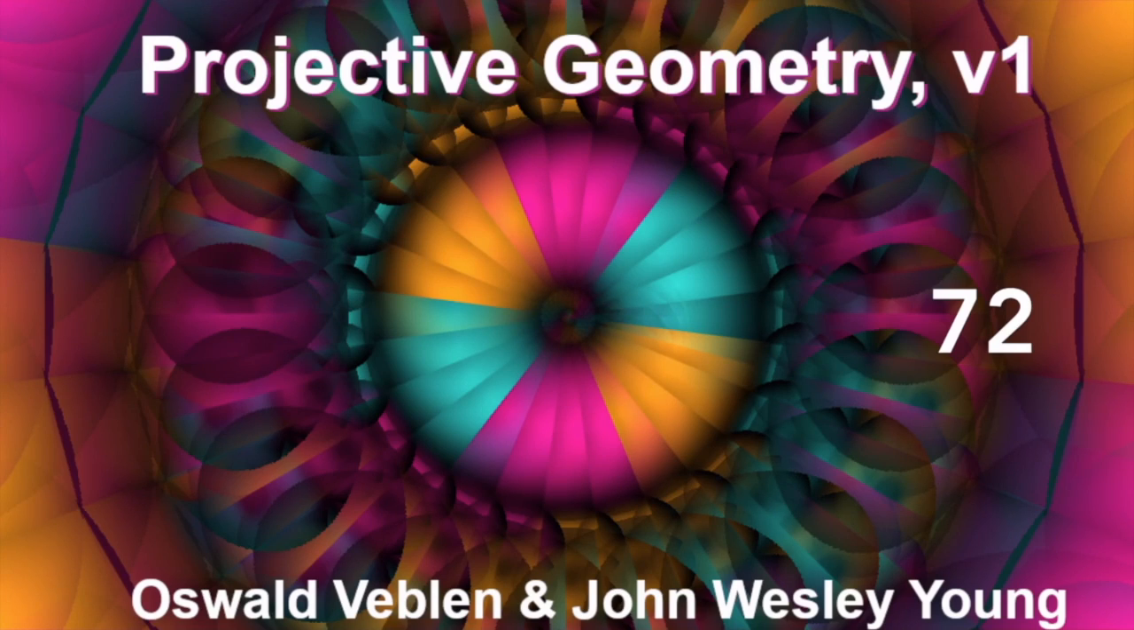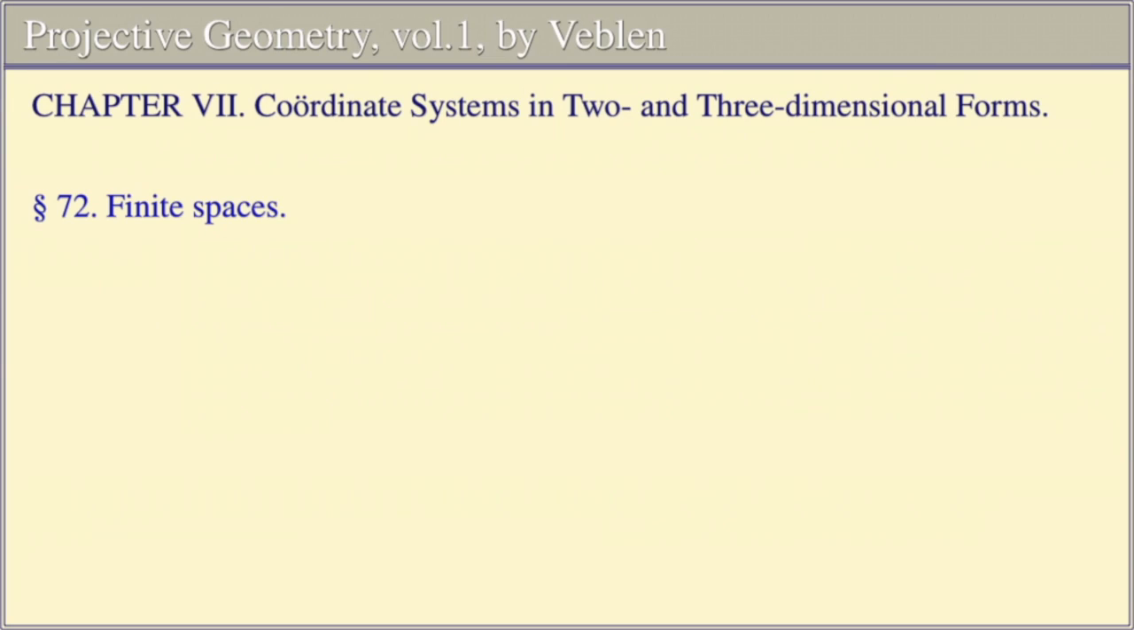Projective Geometry, Volume 1, by Oswald Veblen and John Wesley Young. Chapter 7, Coordinate Systems in 2- and 3-Dimensional Forms.